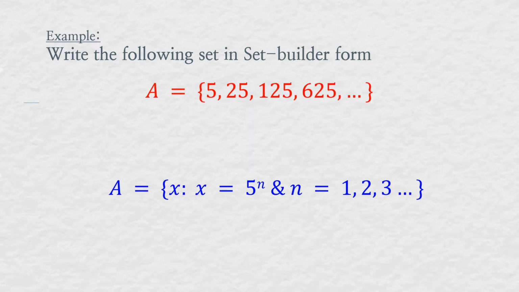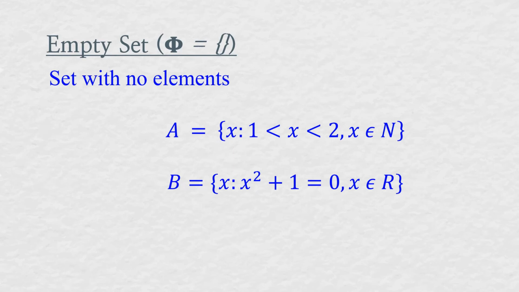A set can be of any type. It can be an empty set, it can be a finite set, or it can be an infinite set. An empty set is a set in which there are no elements. This is possible if there are no elements which satisfy the relation defined in the set. For example, the set A shown here is a set of element x such that x is between 1 and 2 and x belongs to natural numbers. Clearly there is no element satisfying this relation and therefore A is an empty set.